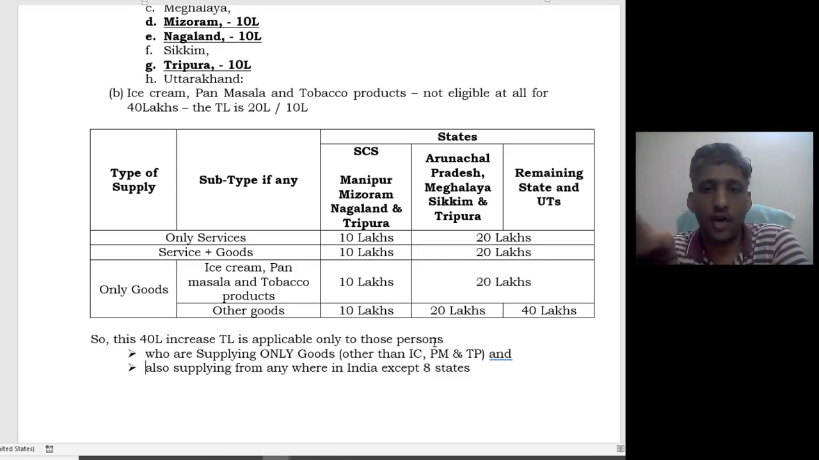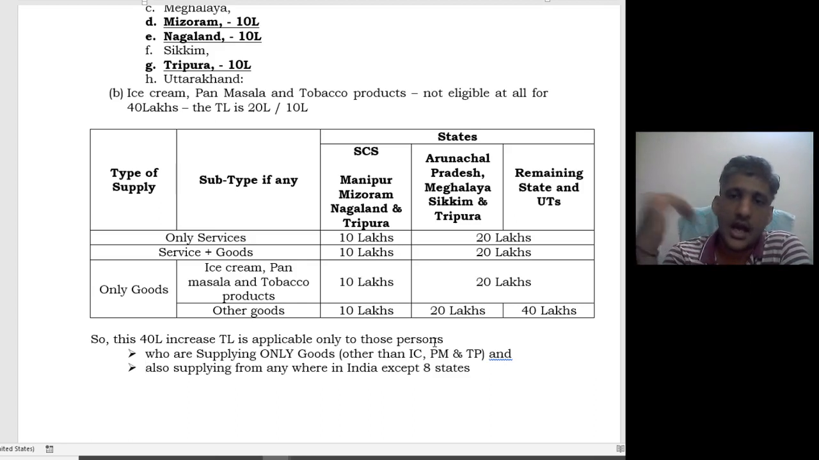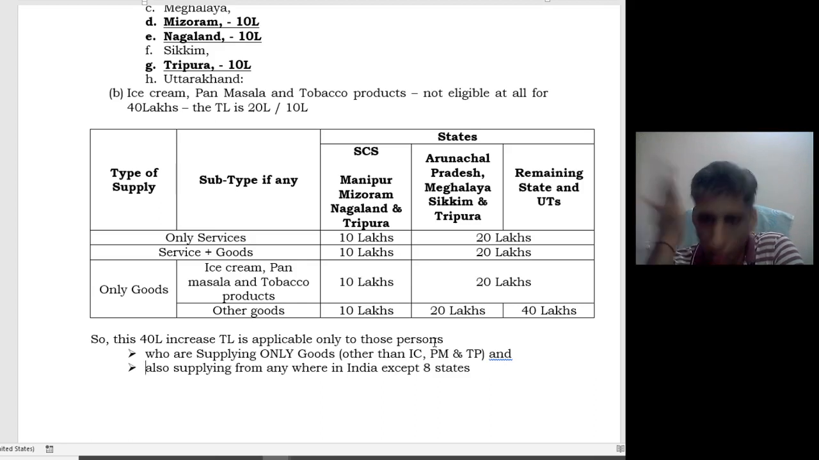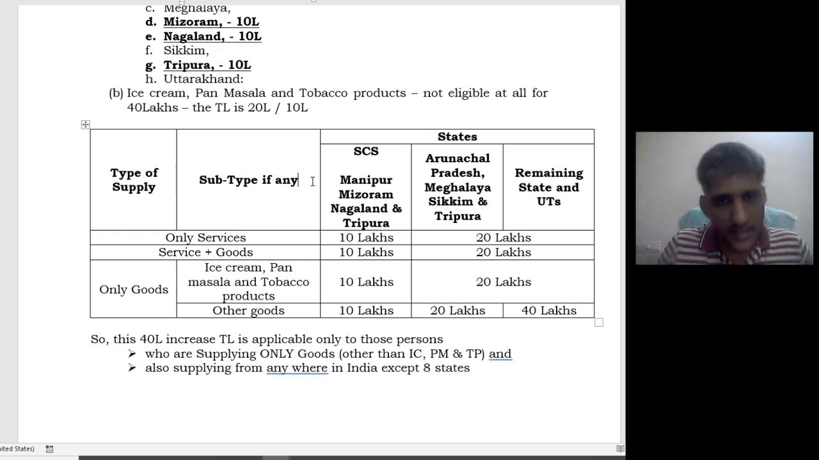Special category states 4: Manipur, Mizoram, Nagaland, Tripura. Next level states: Arunachal Pradesh, Meghalaya, Sikkim, Tripura. For example, Jammu Kashmir, then Delhi, UP, Karnataka, Kerala, Tamil Nadu. Only goods other than ice cream, pan masala, tobacco, then you're eligible for this 40 lakhs. So you can see this is the combined table. Now this takes care of everything: only services, service plus any goods, only goods in the two scenarios, ice cream and pan masala, and other goods.